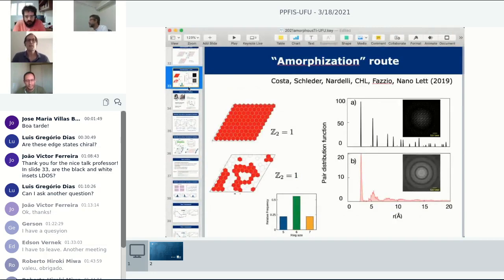This guy. This is 33, right? Yeah. So the black and white, I think it's the X-ray spectra. Yeah, this should stand for the X-ray spectrum, right? So these bright points are the Bragg peaks.